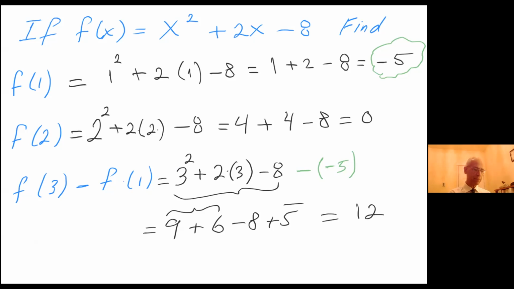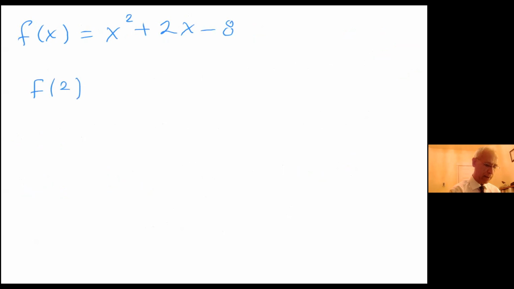Okay. And how about the last one, that part that I erased, and I believe it was f of, let me go to the next page. We do have f of x equals x to the second plus 2x minus 8, and the last part was f of 2 plus f of 0.